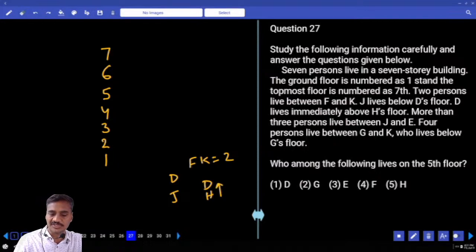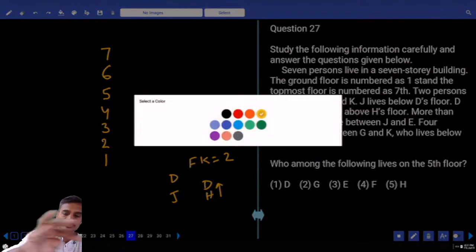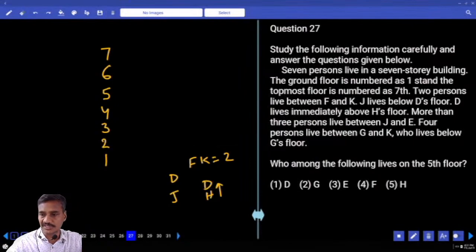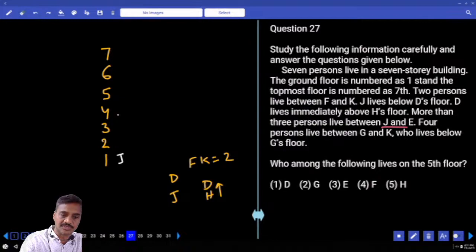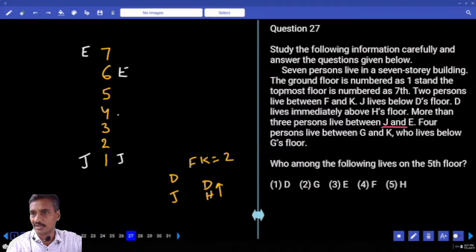More than 3 in between J and E. More than 3 means 4, 5, 6 and so on. Then J must be below D, hence more than 3 in between J and E. Now if you take J at this place, 1, 2, 3 and more than 3, E can be here, that is one possibility. And in the next case, G is here and E is here, that is the next possibility. Clear now?